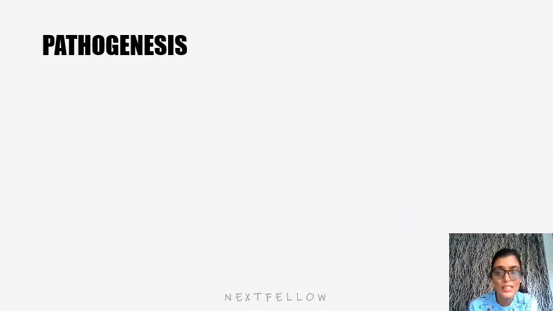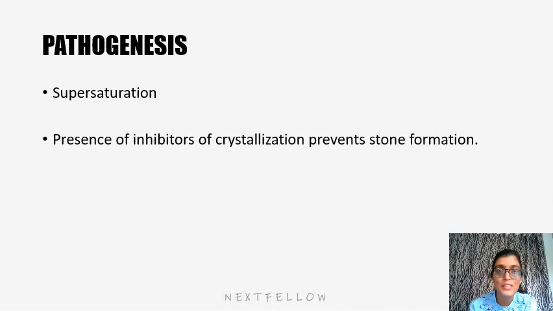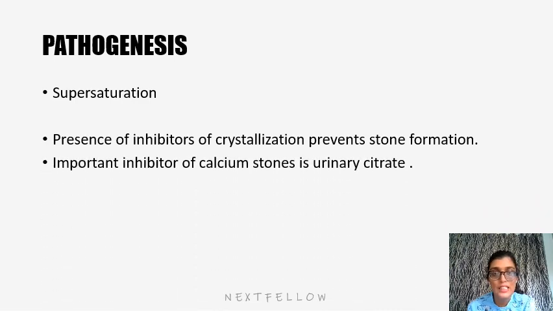So coming to the pathogenesis of renal stones, the first one is supersaturation. Now what is supersaturation? Supersaturation means that the substance which is excreted in urine exceeds the normal quantities, which leads to stone formation. Then presence of inhibitors of crystallization prevents stone formation. The important inhibitor of calcium stones is urinary citrate. Urinary citrate will inhibit calcium stone formation, right? Now, if the urinary citrate is low for any reason, it will lead to formation of calcium stones.